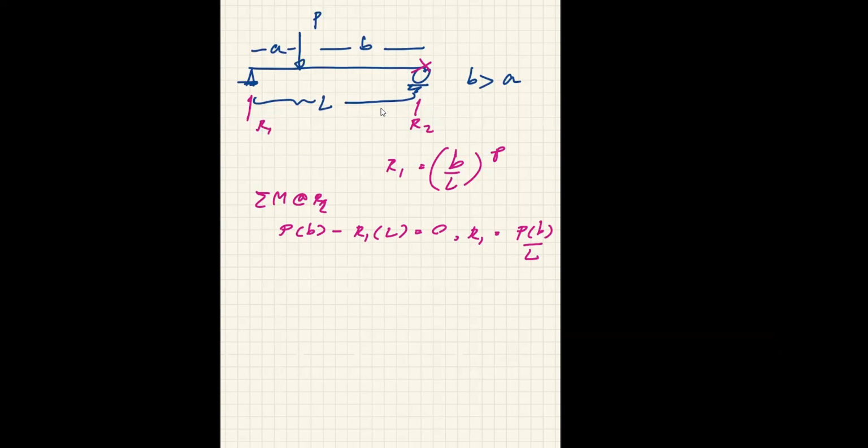So first case, let me complete this. Doing the same, I can say that R2 is A over L multiplied by P. If you don't see this, you can do the same by taking sigma moment at R1. To do that, you have P multiplied by A minus R2 multiplied by L equal to 0. And then R2 turns out to be PA over L. It's the same thing, right?